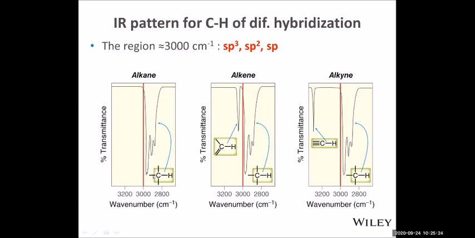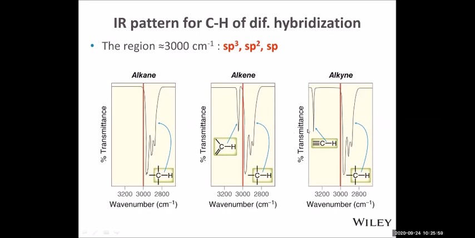Now if you look at the alkene, it has a carbon-carbon double bond. This carbon is sp2 hybridized. Any hydrogen on the double bond, because of the higher s character, shows up as a higher frequency absorption. So the sp2 carbon-hydrogen absorption shows up at almost 3100, a little bit more than that.